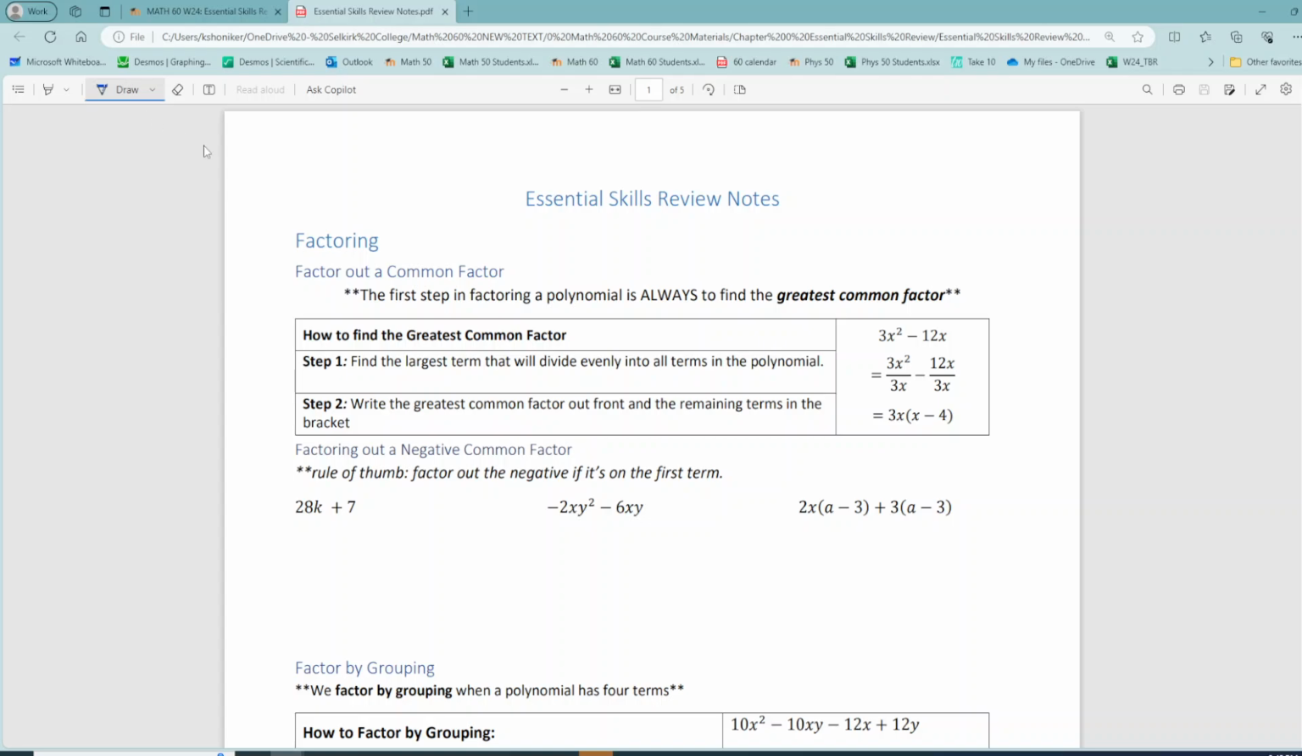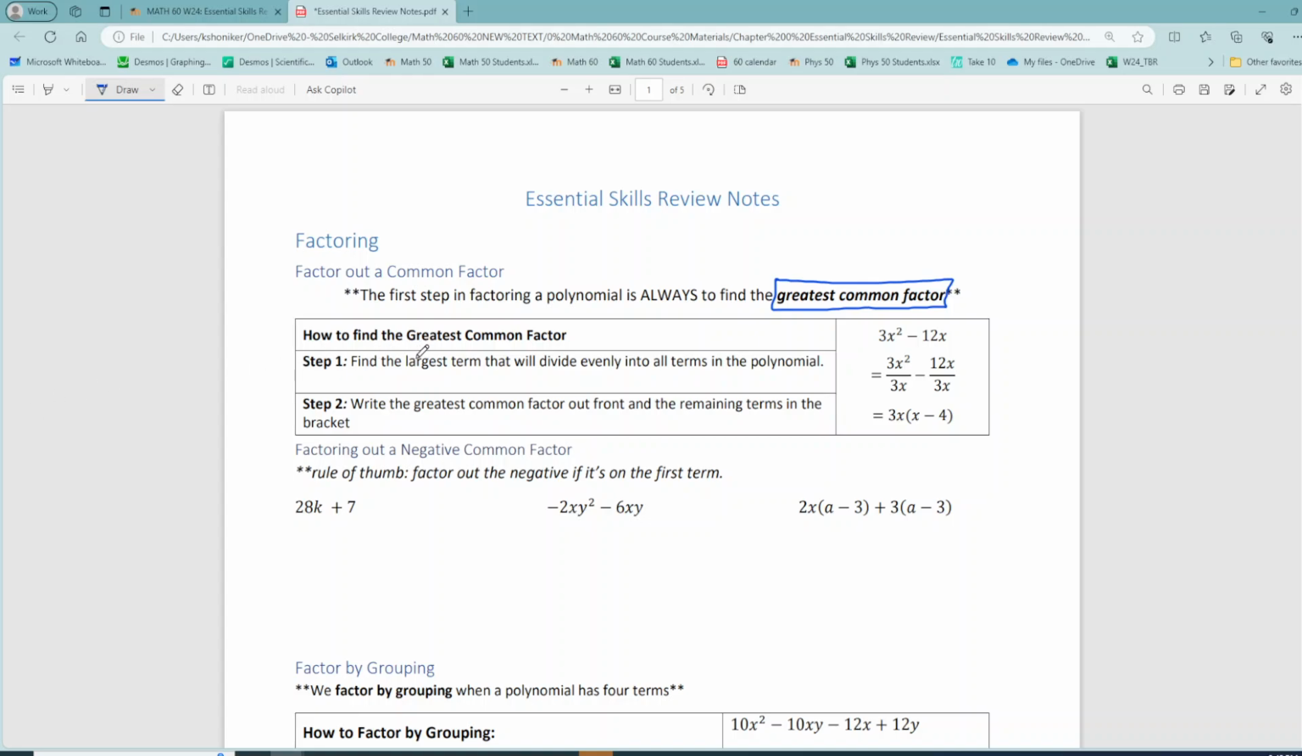The first essential skill for Math 60 is that you know how to factor. There are five types of factoring that are essential for you to know, and we're going to start with factoring out a common factor. This is the first step always in factoring, and most of you will know this as finding the greatest common factor.